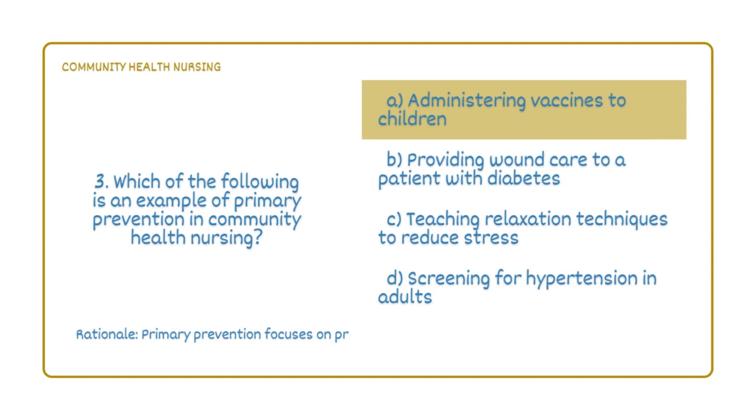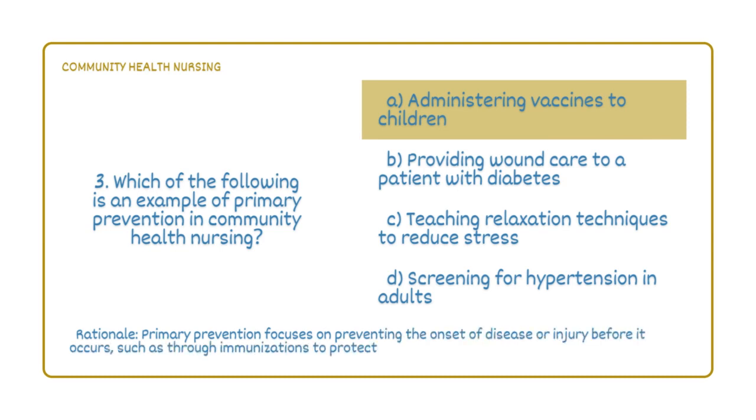Rationale: Primary prevention focuses on preventing the onset of disease or injury before it occurs, such as through immunizations to protect against infectious diseases.